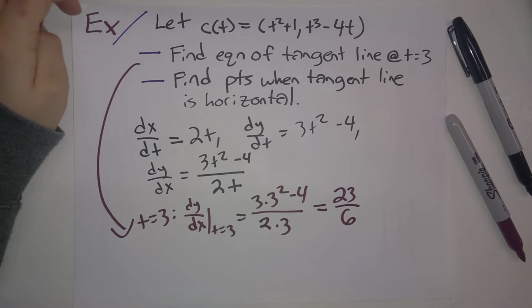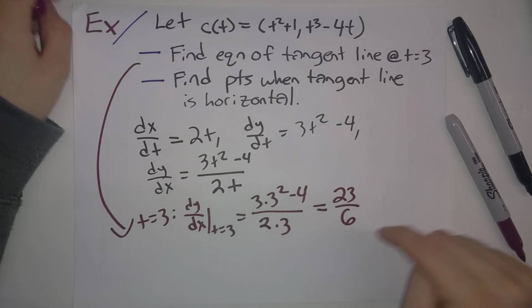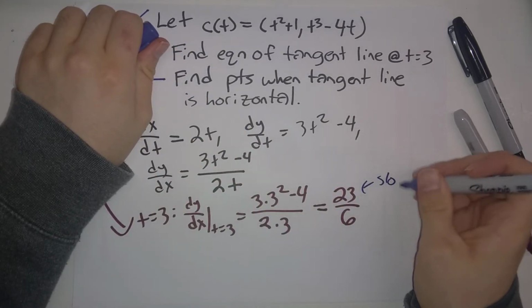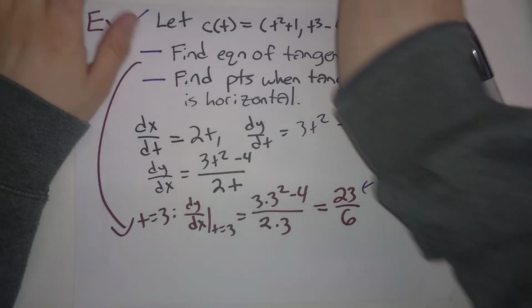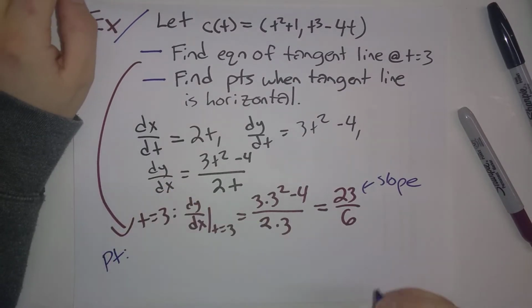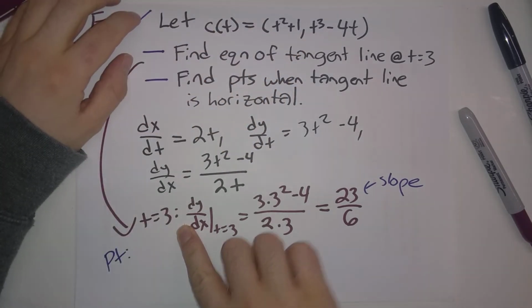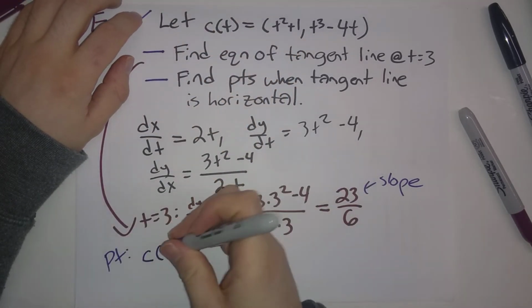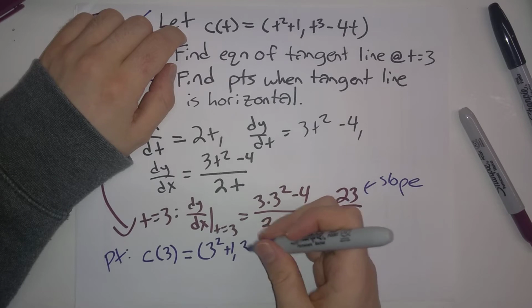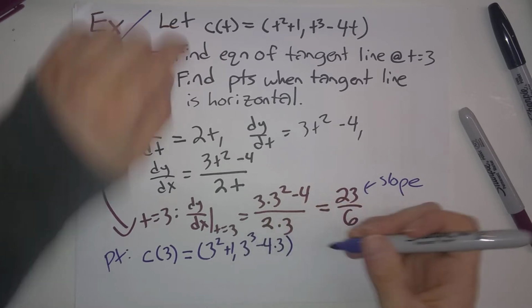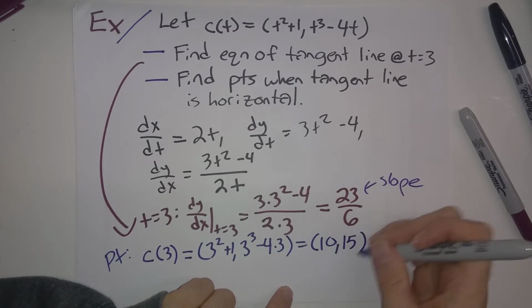So to find the equation of a tangent line, we need two things. We need a slope and we need a point. Well, here is our slope, but we still need our point. So to find the point, what are we going to do? Well, we have t is equal to 3. Let's plug in 3 up here into c of t. So c of 3 is equal to 3 squared plus 1, 3 cubed minus 4 times 3. So that's going to be 10, and 27 minus 12 is 15.